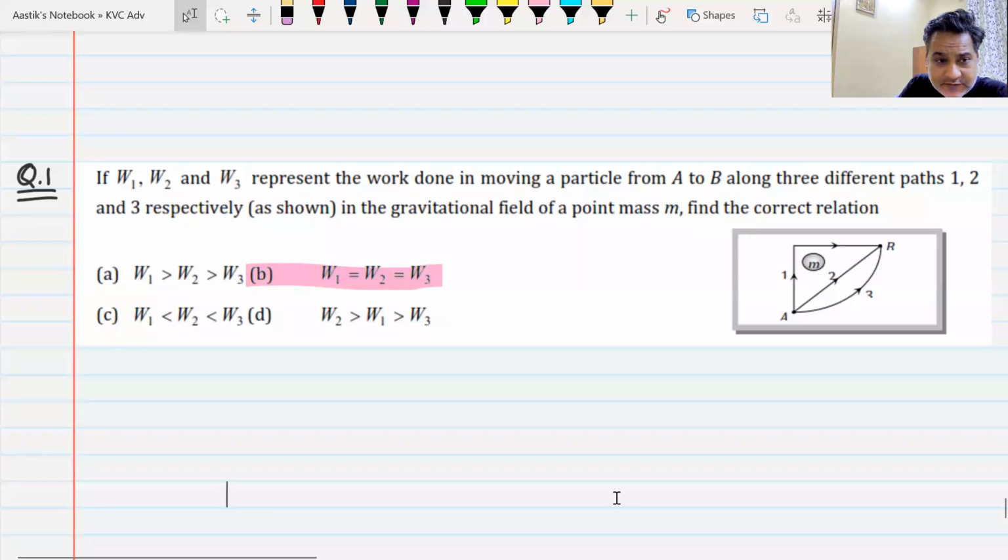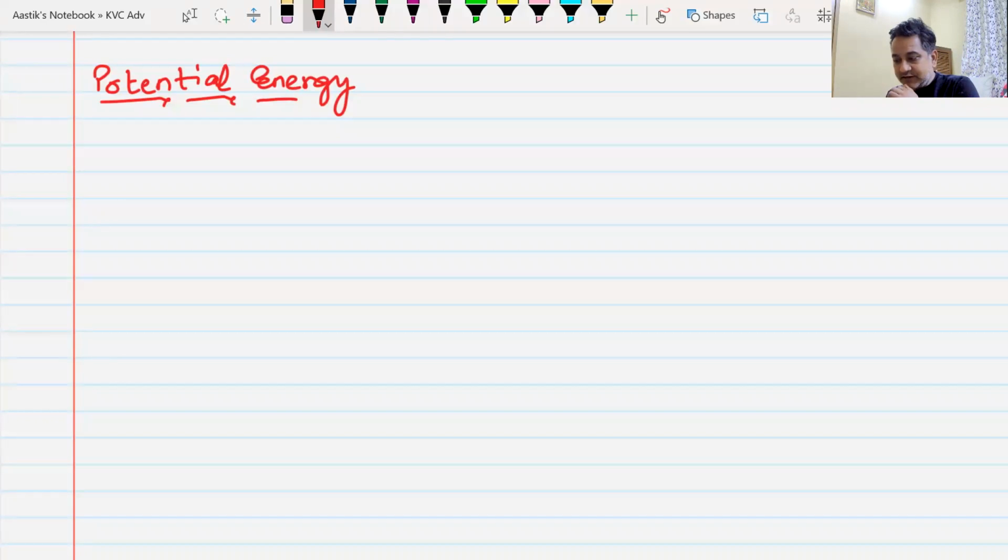Remember, whenever we have conservative forces, we can understand this work done by conservative forces in a different way. Now we understand that this work done by conservative forces does not depend on path, and here now comes the next heading for this chapter: potential energy, or I should say potential energy difference.